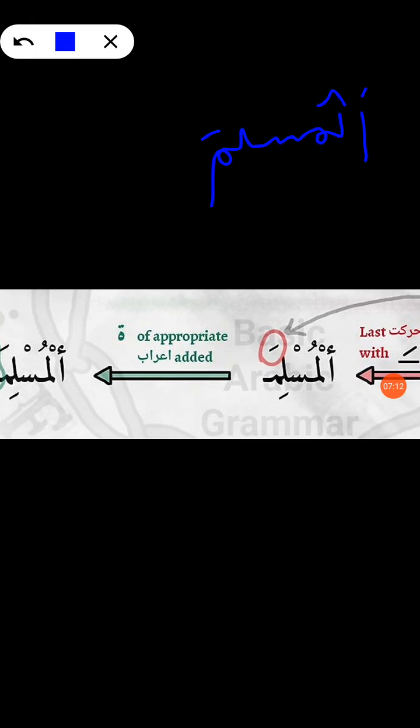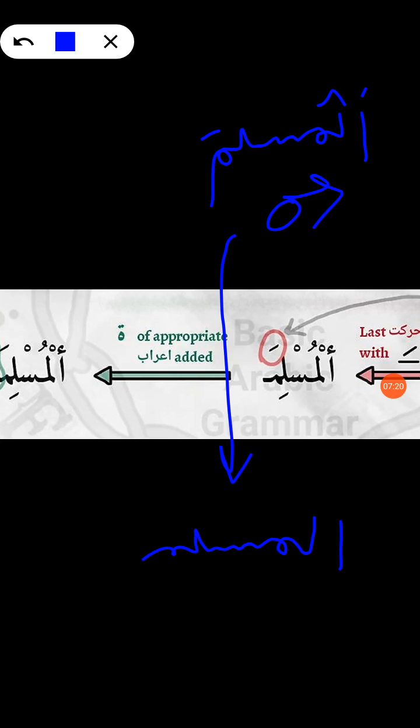So this is of course masculine. Now you want to convert it to feminine, so it's going to become al muslima first. You're going to replace this last harakat. Now this is the last harakat and this is the replaced fatha. Okay, so don't confuse the two.